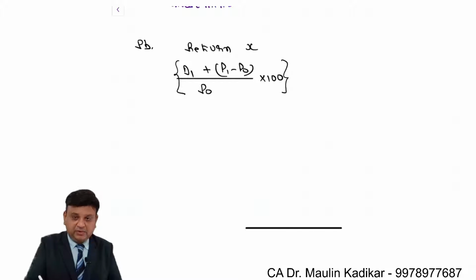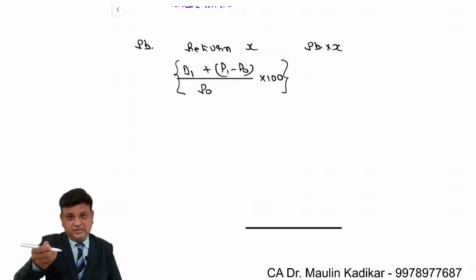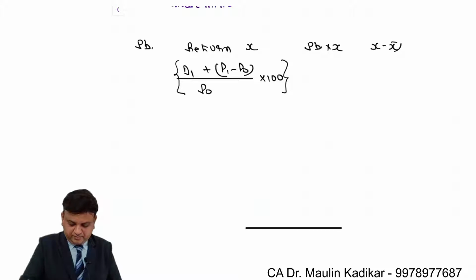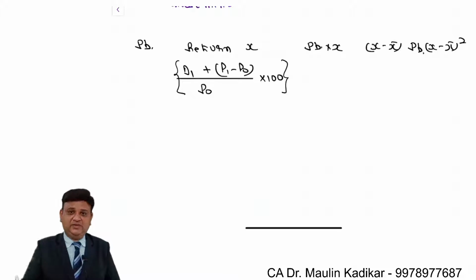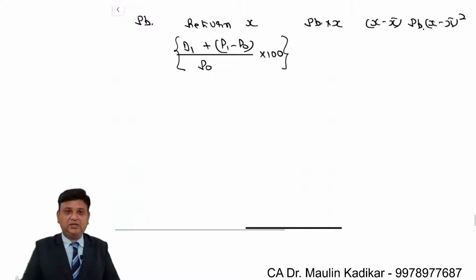We'll assign X variable to the return. Probability into X will get the X bar. X minus X bar. X minus X bar whole square into probability, and summation of that is the variance. And under root of the same is standard deviation. That is the way we are required to make the computation of the return and risk.